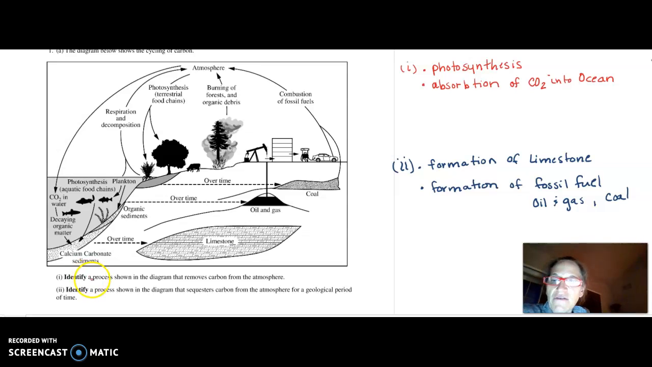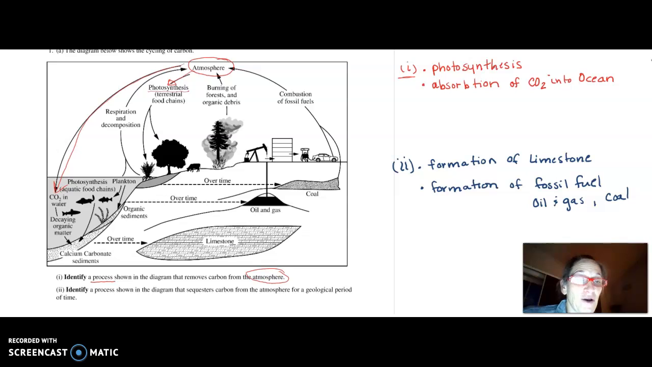So we're just going to be looking for a process, and because it's identify, you really can just name the process. Identify a process shown in the diagram that removes carbon dioxide from the atmosphere. And so you go to the diagram, you find the word atmosphere, and you're looking for an arrow that comes out of the atmosphere, and you're going to see that we have photosynthesis, and then we also have absorption into the ocean. And so question number 1, you could answer it as photosynthesis, or you could have said absorption of carbon dioxide into the ocean.